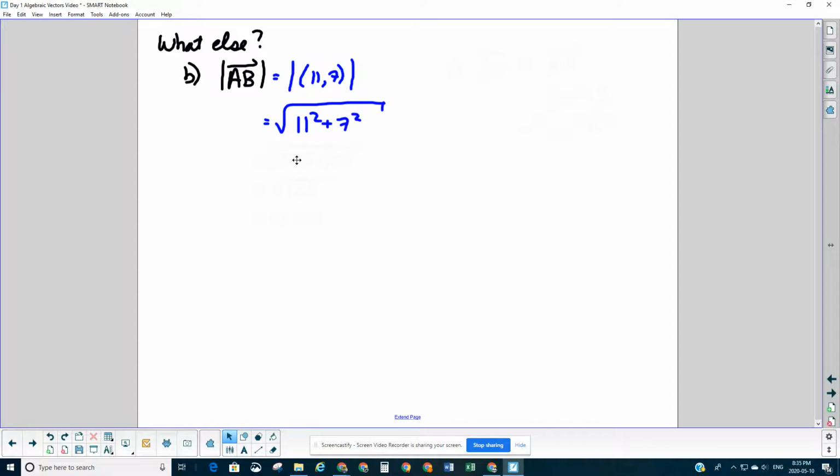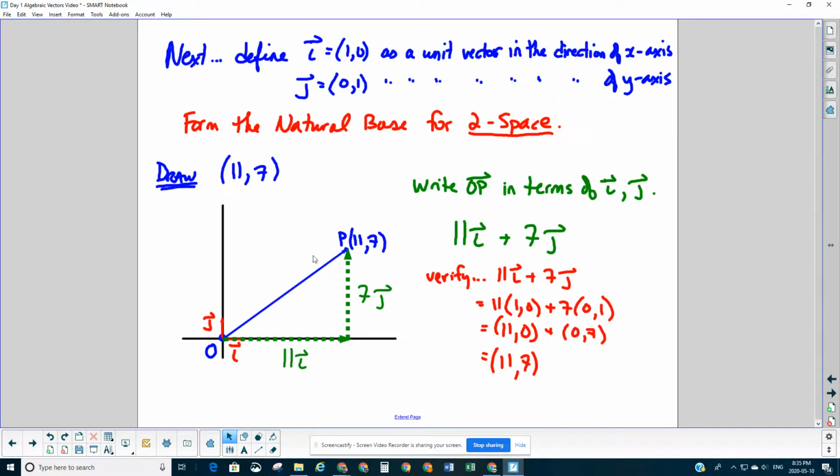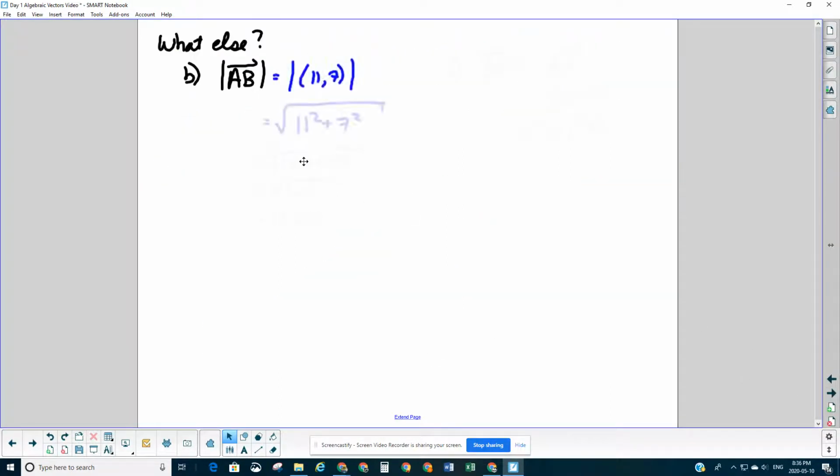So 11 squared is 121, and 7 squared is 49. Add those up, and we get 170, and I'm taking the square root of that. So I could punch that in my calculator and get that it's 13.04. And that is exactly how long this vector is. Okay? So there it is all again.